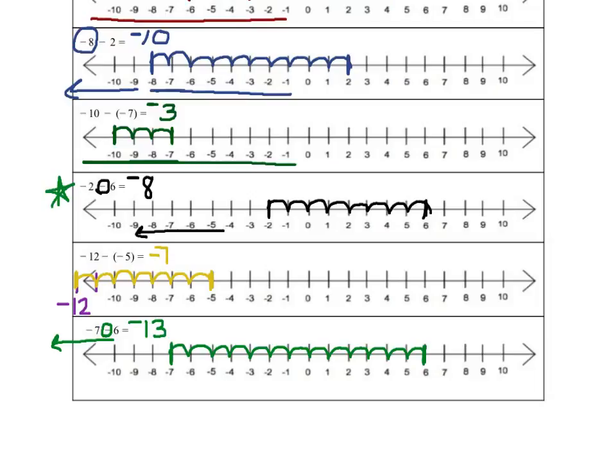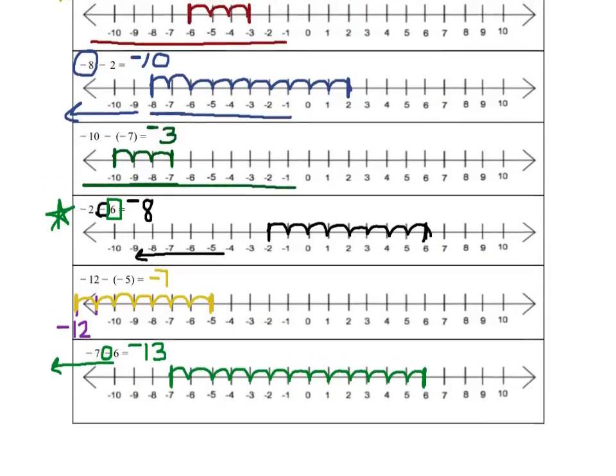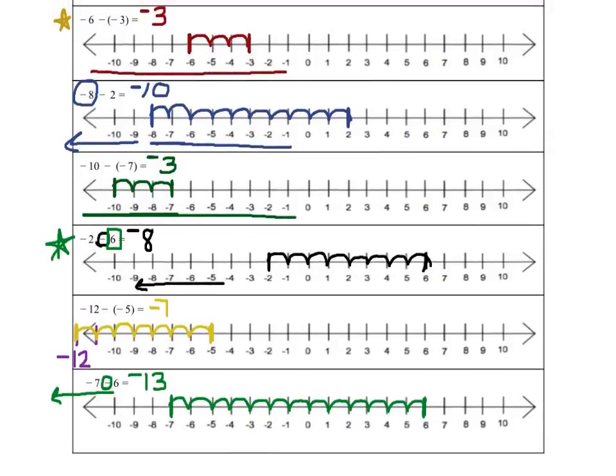The one that it doesn't work on is the one that I left you on your own for the first time, because technically there 6 has the larger absolute value, but the answer is still negative. So that's where I said at the beginning that it won't work 100% of the time. But at least you can visualize the distance between two numbers and get the integer that you are looking for.